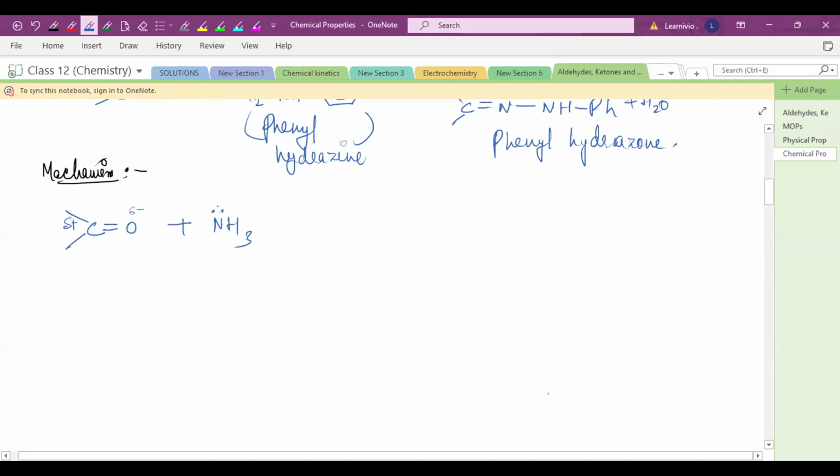And because this nitrogen has a lone pair, which is a non-bonded electron, negatively charged, and negative charge attracts whom? The positive one, right? So the lone pair of the nitrogen will attract this carbon.